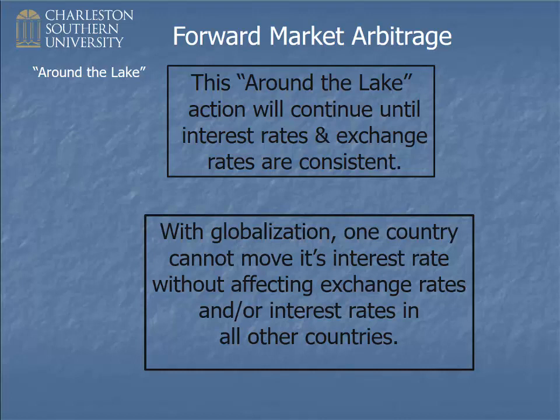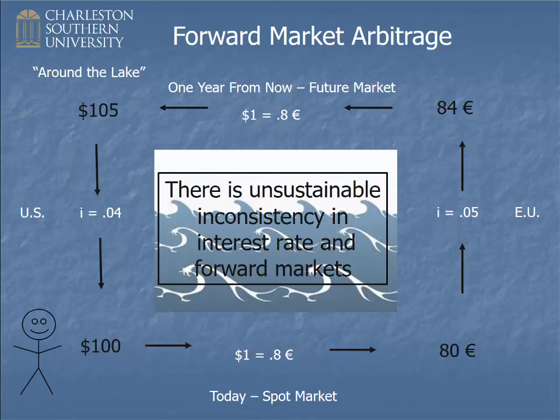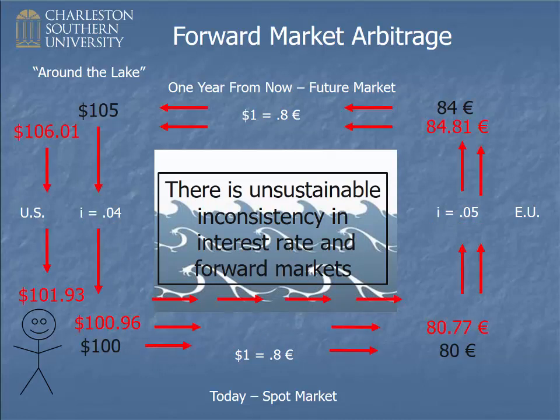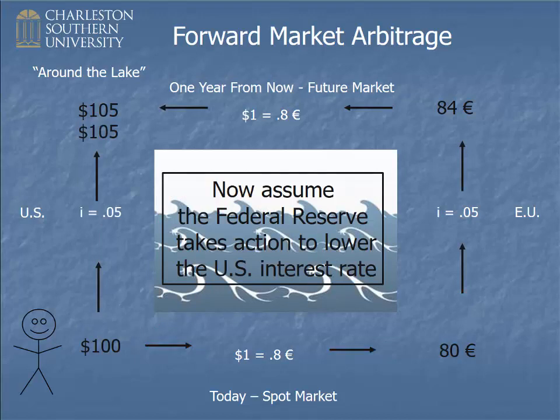Let's back up for just a second. Remember, in the beginning the interest rate was 5%. So the U.S. interest rate was 5%, and the Fed took action to lower it. And when they did, they caused this logical inconsistency, and it put pressure.